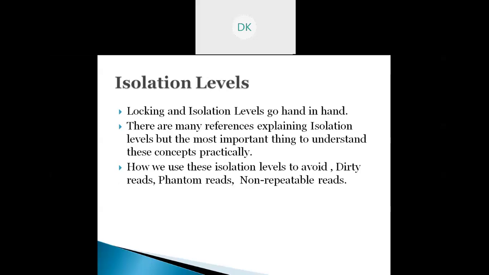The SQL Profiler actually records the locking through an XML file. So when you go into the XML, which transaction is actually locking the table, all those will be explained. It's a very deep dive, end to end. How we use these isolations to avoid dirty reads, phantom reads, non-repeatable reads, repeatable reads, as I already explained.